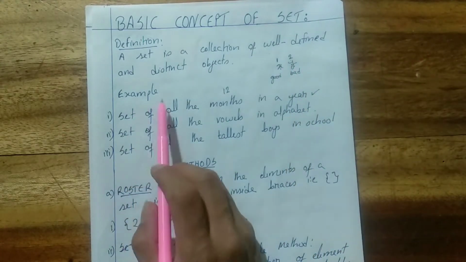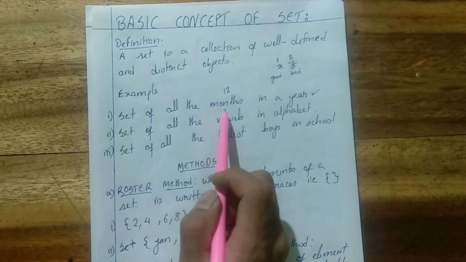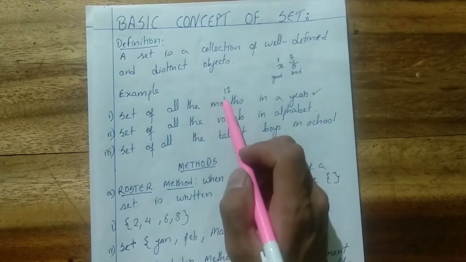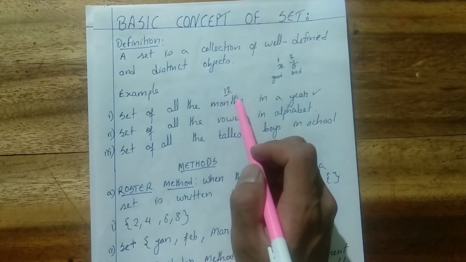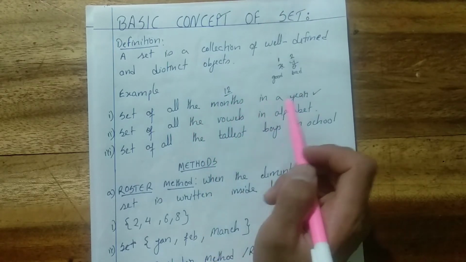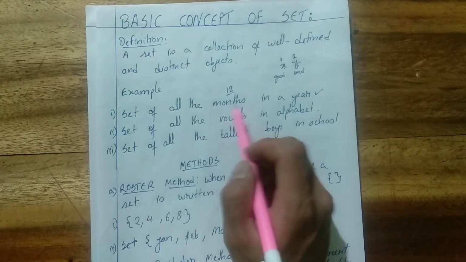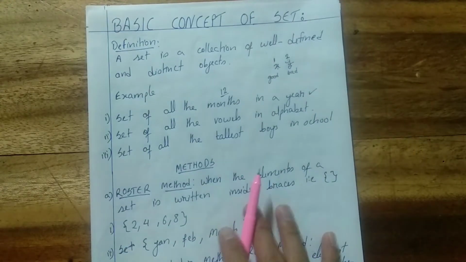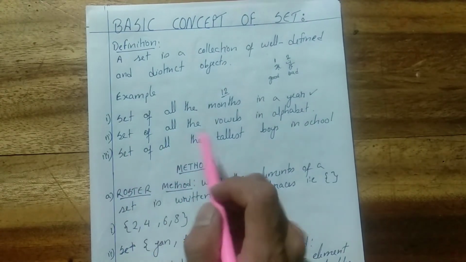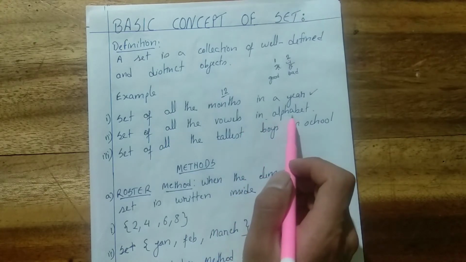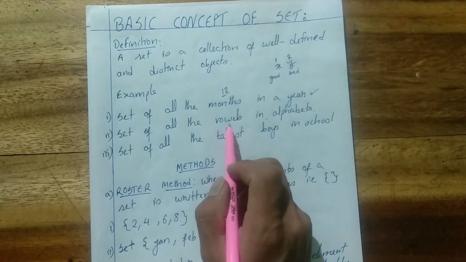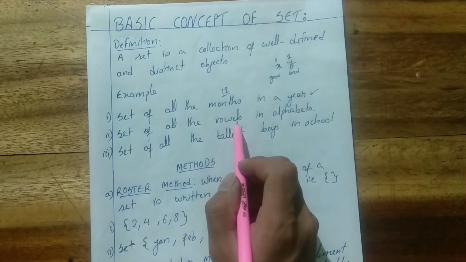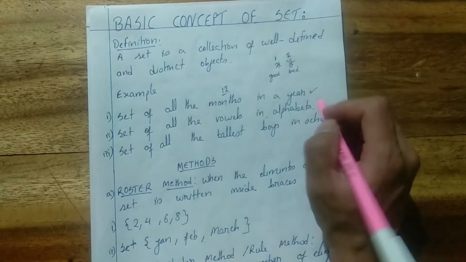So an example is the set of all the months in a year. We all know that we have 12 months in a year, right? So it's a set which is well known. Example 2 is the set of all the vowels in the alphabet. We all know that we have 5 vowels, right? Which is known to us, so it's also a set.